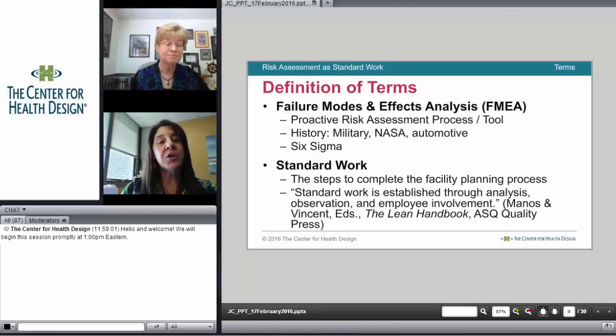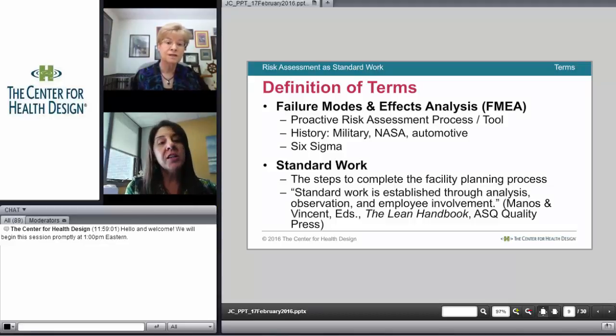Mm-hmm. Yeah, I know that you mentioned in your article St. Joseph's Weston, the first hospital designed specifically around patient safety, and Gresham Smith and Partners designed that, and I know they used a lot of FMEA in that process as well.